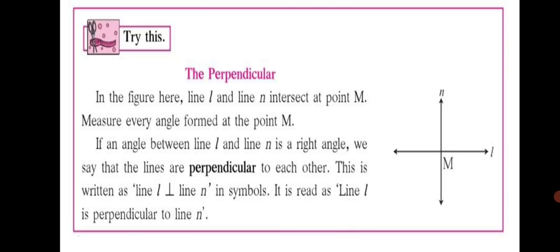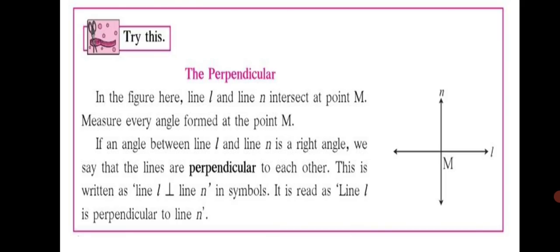In the figure here, line L and line N intersect at point M. So you can see line L and line N both intersect each other at this given point M. Now measure every angle. We have 1, 2, 3 and 4 angles formed. So measure every angle formed at point M. It will be 90 degree.